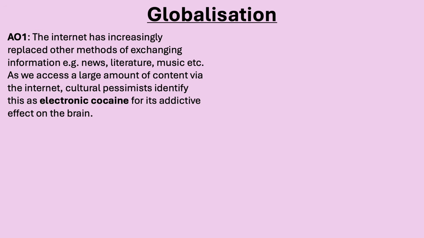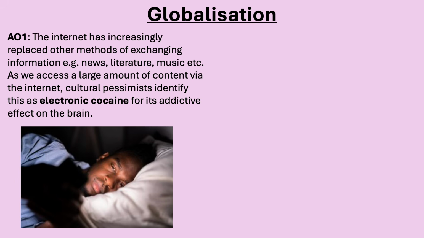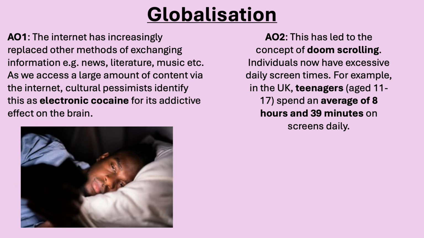Another argument surrounding globalisation is that the internet has increasingly replaced other methods of exchanging information, such as news, literature, and music, etc. As we access a large amount of content via the internet, cultural pessimists identify this as an electronic cocaine for its addictive effect on the brain. Because people like to joke about how the younger generation are so dependent on their phones and they're constantly hooked to it. So it's almost like a form of drug.